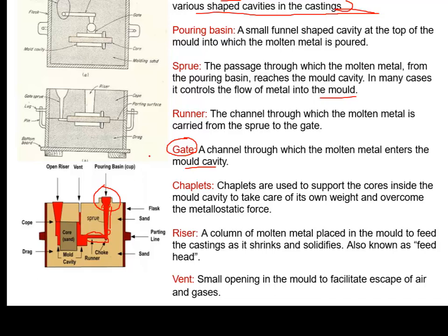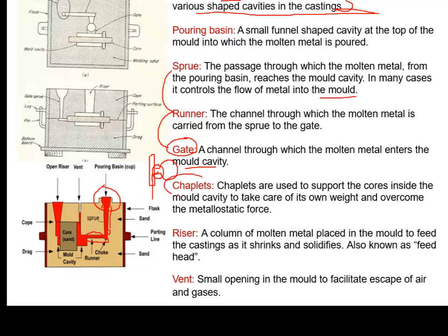If we look at the top view of this molding, the mold cavity is at a certain distance, and the liquid metal is coming from here, so the gate is required. This is the runner and this is the gate, and from the top side the sprue is there, and before the sprue there will be the pouring basin. The pouring basin, then sprue, then runner, then gate, and then the molding cavity. The liquid metal will go into the mold cavity.